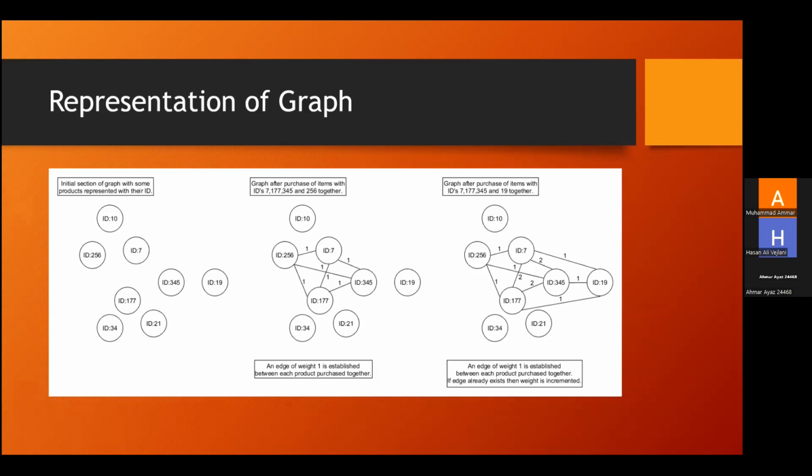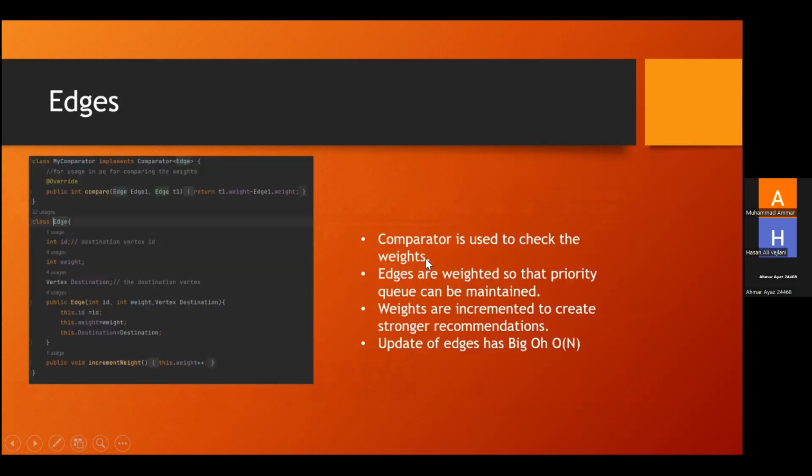So every vertex is connected to another vertex, and all of the edges which they are connected with are weighted edges. So what happens is that when we recommend the top 5 products to a person, we do this based on the weighted edges of each vertex. And in the edges class, we are storing the destination of the vertex to which this edge passes, as well as the weight of this edge. So we increment the weight whenever an edge is created between the vertices, when the person adds it to his cart.